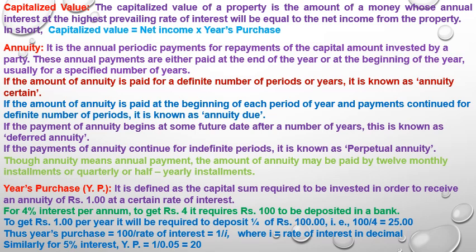To get ₹1 per year, obviously it will be required to deposit 1/4 of ₹100. That means 100 upon 4 equals 25. Thus, year purchase equals 100 upon rate of interest. Similarly, for 5% interest, year purchase equals 20.